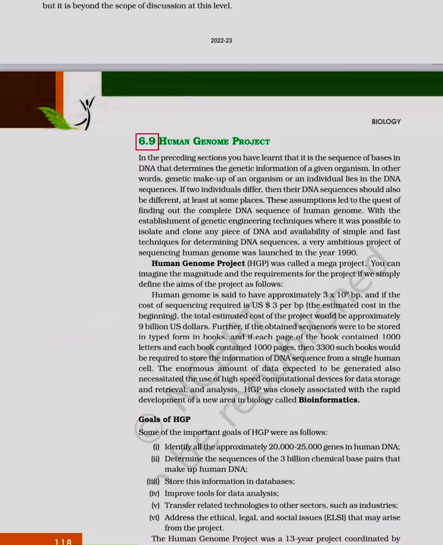6.9 Human Genome Project. In the preceding sections you have learnt that it is the sequence of bases in DNA that determines the genetic information of a given organism. In other words, genetic makeup of an organism or an individual lies in the DNA sequences. If two individuals differ, then their DNA sequences should also be different, at least at some places. These assumptions led to the quest of finding out the complete DNA sequence of human genome.